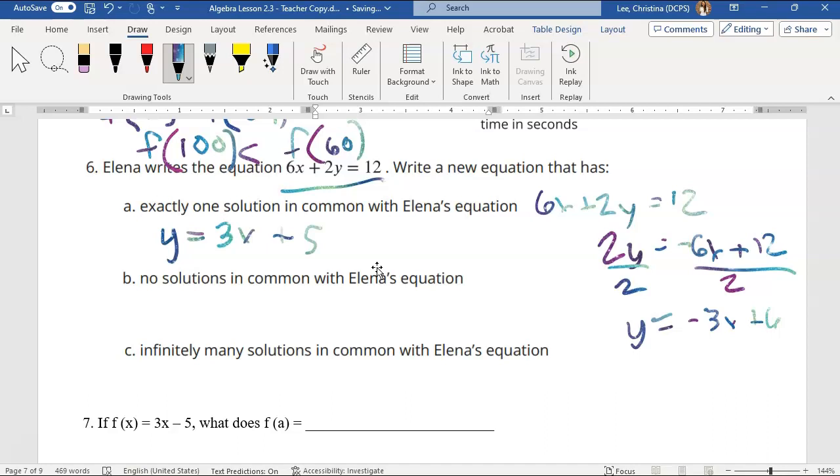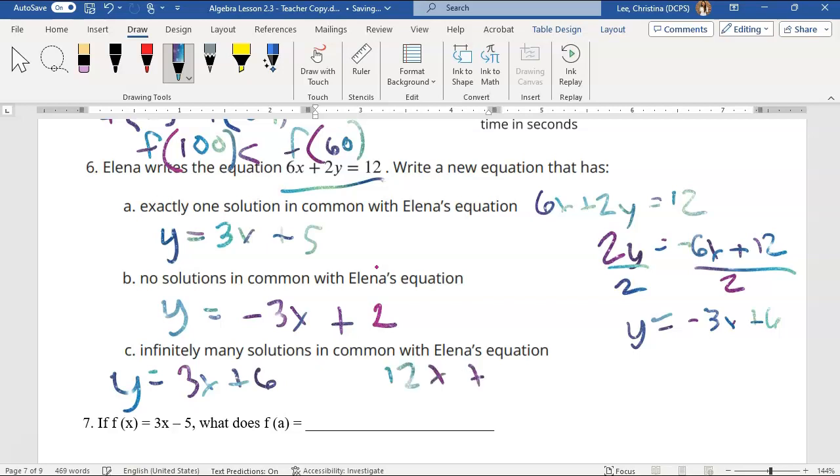No solutions in common would mean that it's parallel and it has the same slope but a different y-intercept. Infinitely many solutions means it's the same exact equation, so you can just write it in slope-intercept form, for example, or you could multiply it by 2 and say 12x plus 4y equals 24. That's the exact same equation, but they would have infinitely many solutions if they're overlapping each other, no solutions if they're parallel, and one solution if they intersect.